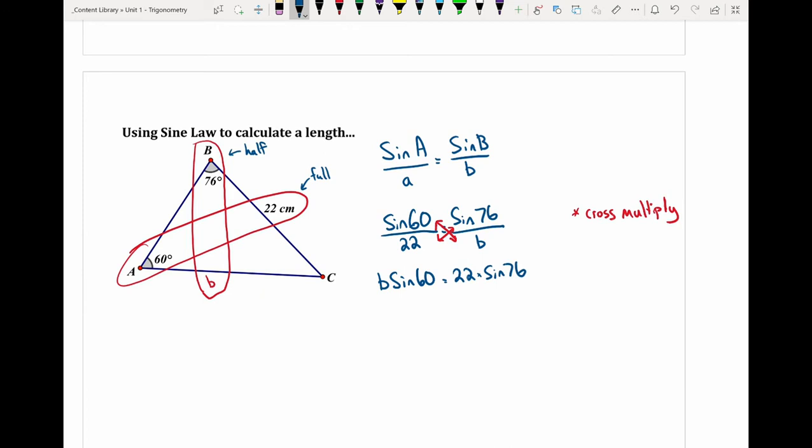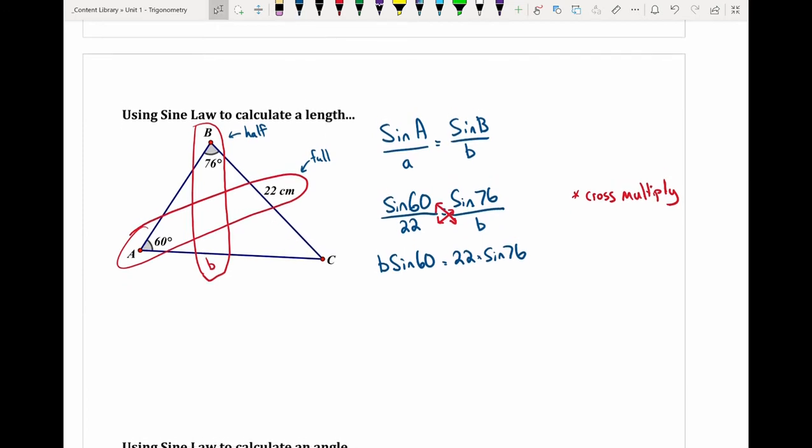Now what I want to do is get b by itself. However, I am multiplying b by sine 60. Remember that sine 60 is just a number, so what I can do is divide both sides by sine 60. The one side will cancel out, and I'm left with b equals 22 times sine 76 divided by sine 60.